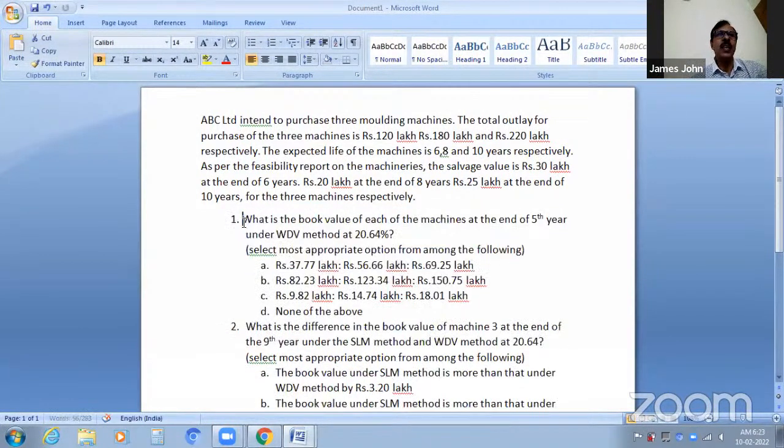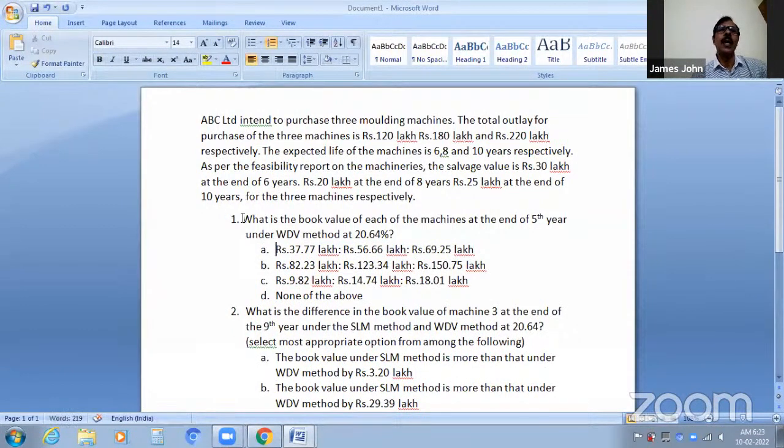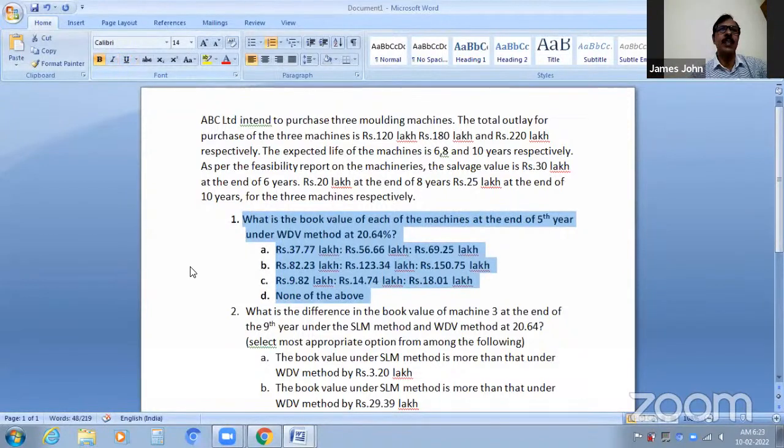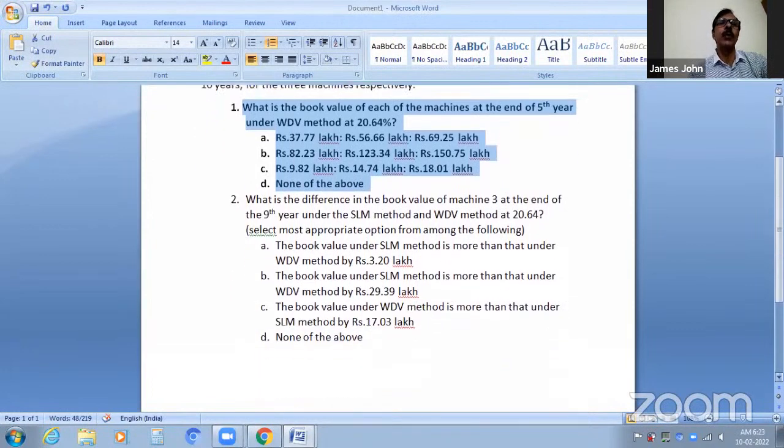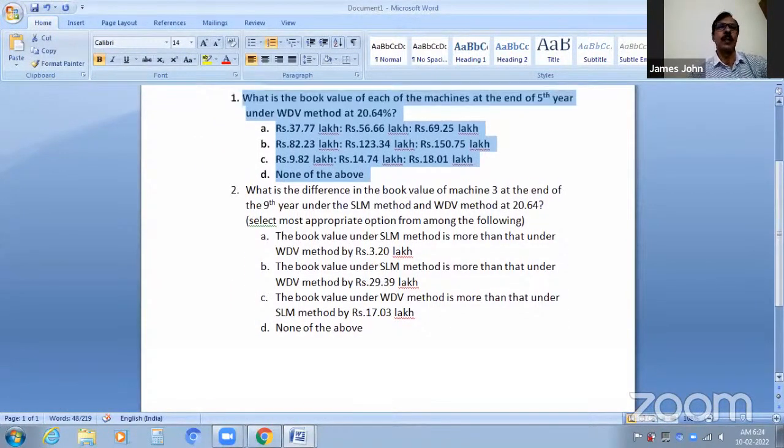Next question: what is the book value of each of the machinery at the end of 5th year under the written down value method at 20.64%? We have already calculated the previous answer, which was the book value. But here it is the end of the 5th year, so n takes the value 5. So you have to calculate (1 minus 0.2064) raised to 5. Calculate it, and multiply with 120, the first answer, like that you will get.